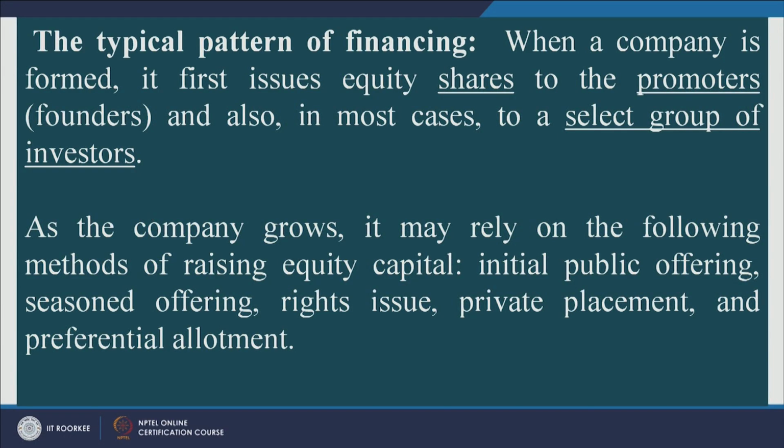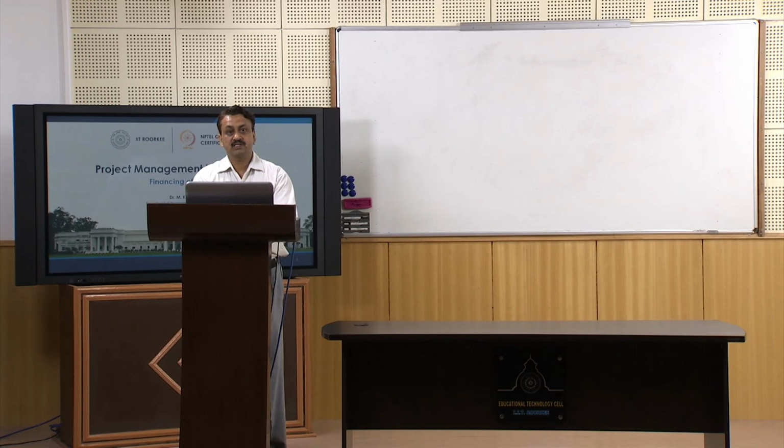So, let us look at different patterns of financing. First of all, what happens when you form a company? You would be issuing equity shares to promoters, right, and they are nothing but the founders, in most cases a select group of investors. When you need some more money, you need to look for other avenues of sources, right. So, you can go for an IPO, initial public offer, or seasoned offer, rights issues, private placement and preferential allotment, right. So, for more funding you need to look at all these options.